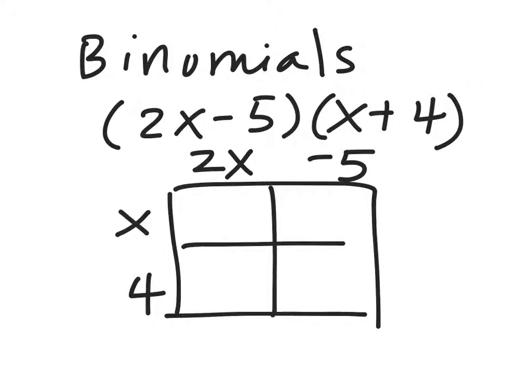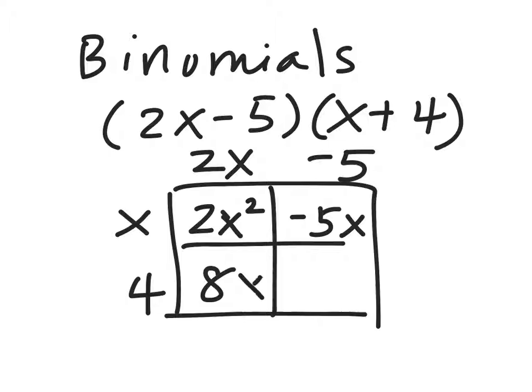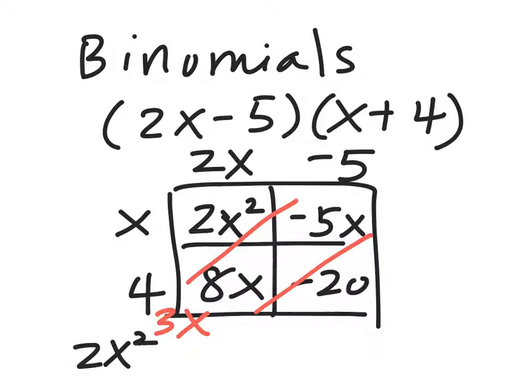Again, we're going to get the area of each of these boxes by multiplying the length and width. So 2x times the x is 2x squared. X times negative 5 is negative 5x. 4 times 2x is 8x. 4 times negative 5 is negative 20. And again, we can collect the like terms on the diagonal, and that becomes 3x here. So the result becomes 2x squared plus 3x minus 20.